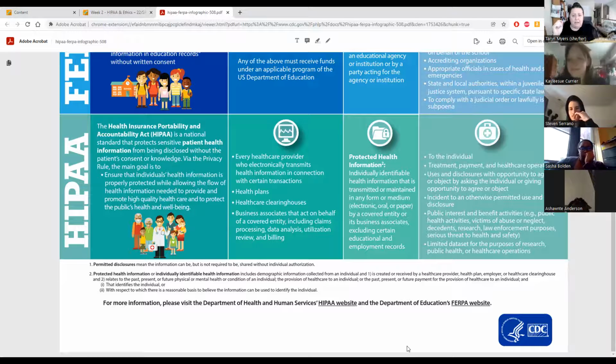But so what would be a HIPAA violation is if your employer contacted your doctor's office without notifying you, and then your doctor's office provided information to your employer without your consent. So your doctor's office would be the one in violation of HIPAA at that point.